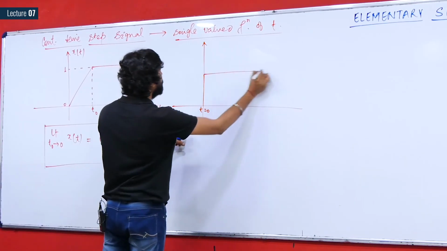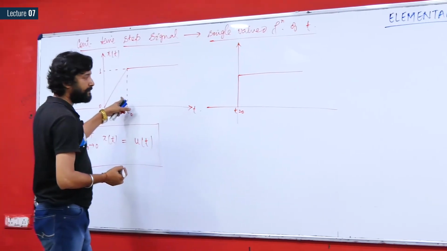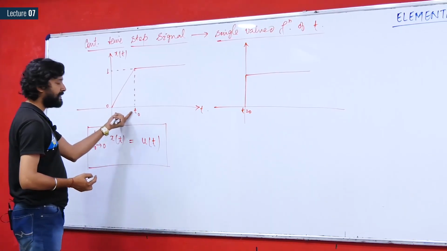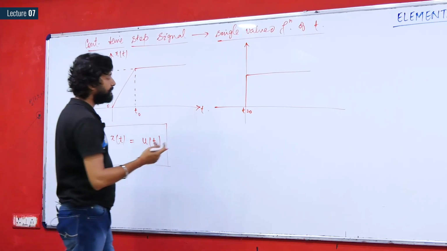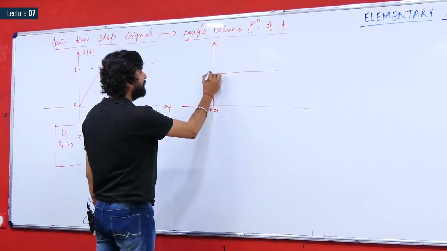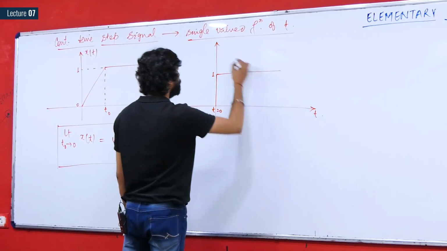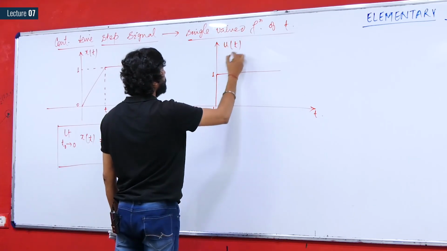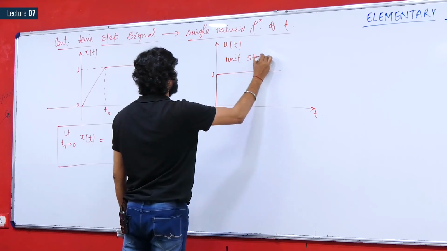So this signal can ideally be represented if the span of time taken by this signal to change its value is 0, then it will change its value from 0 to 1 at t equals 0 only, and it is known as your unit step function, that is u of t, named the unit step signal.